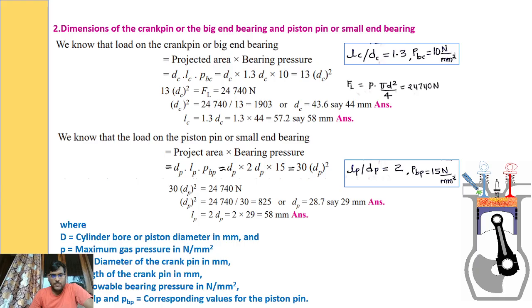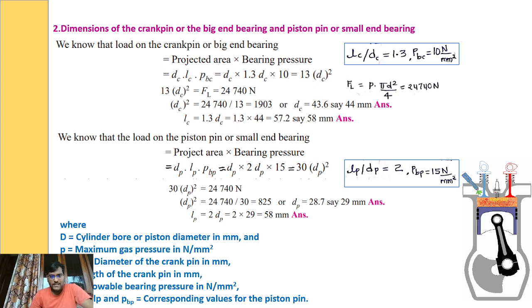Next is the bearing pressure of the crank pin. This is the bearing pressure of the piston pin. So here pressure into projected area, area into pressure, is nothing but load, in newtons. Here also Newton per mm square and mm square, Newton and Newton. So like that we can balance the units.